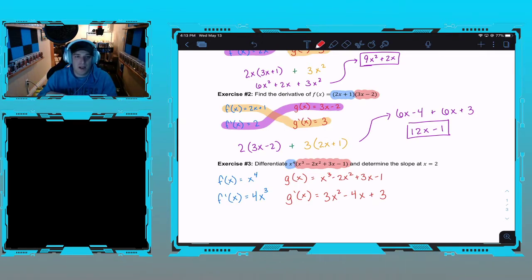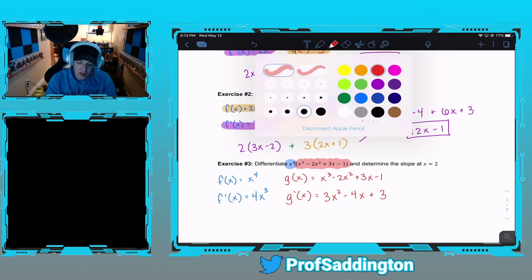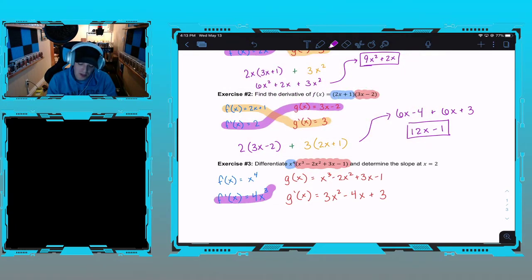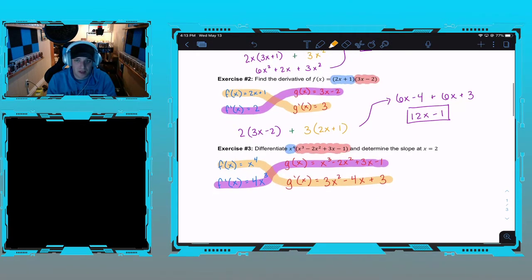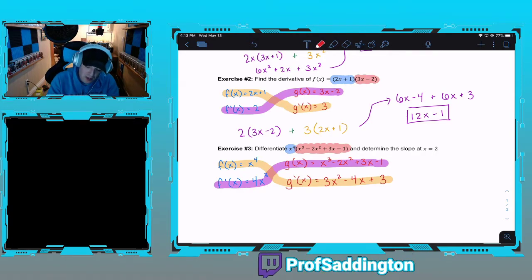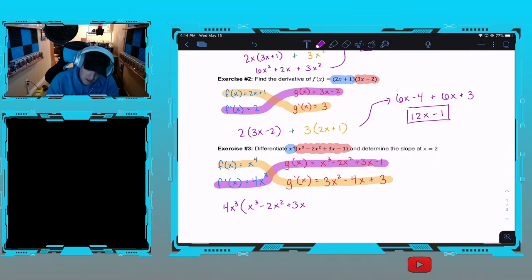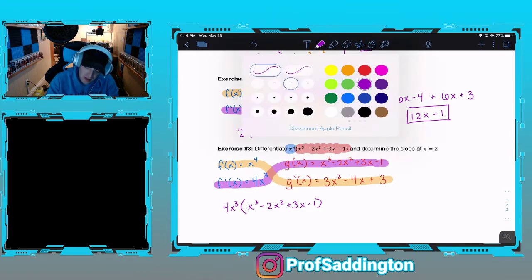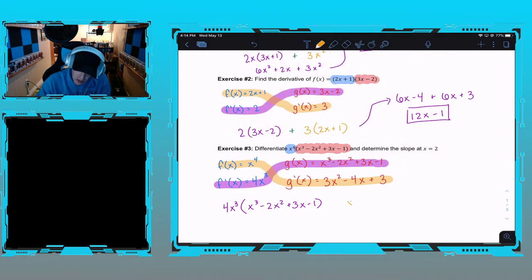So now that we have all of that, we can do our little crisscross now. First derivative multiplied by the second factor. Second derivative times it by the first factor. So I'm just going to write it out now. I got 4x cubed times x cubed minus 2x squared plus 3x minus 1. The second one, I'm going to put the x to the 4th out front. And then I'll have 3x squared minus 4x plus 3.